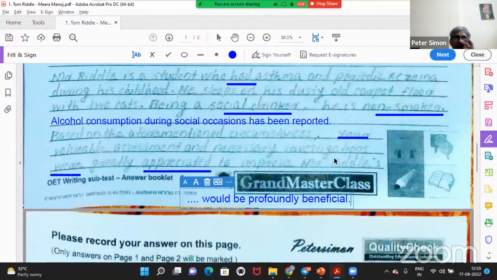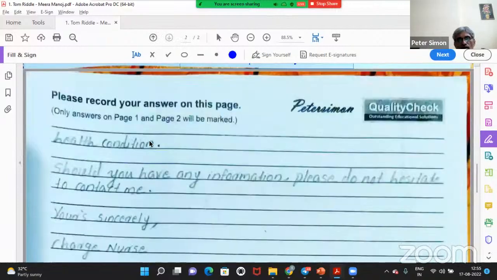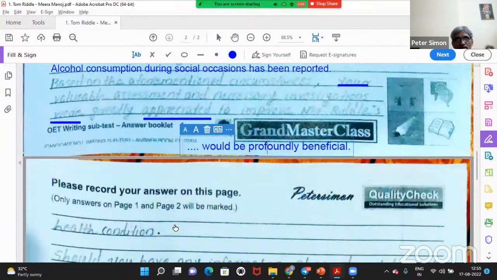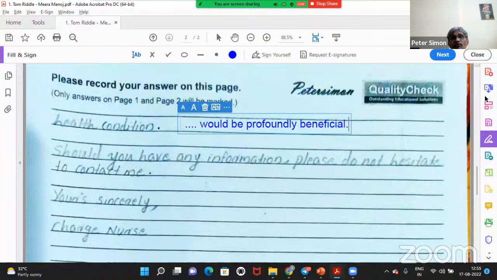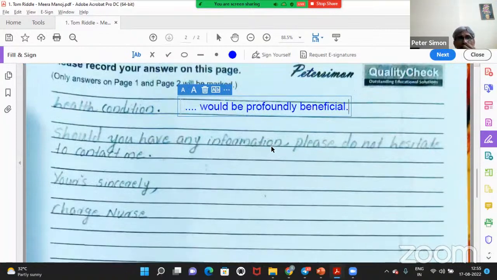Anyway, you can write. Then next one, health condition would be, here you can write: Mr. Riddle's health condition would be profoundly beneficial. Should you have any information? Should you have any information or should you require any information? You are asking, should you have any information? Please provide me, or if you require, I have some information, I will provide you.